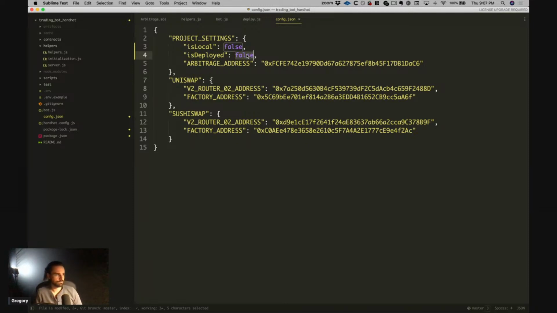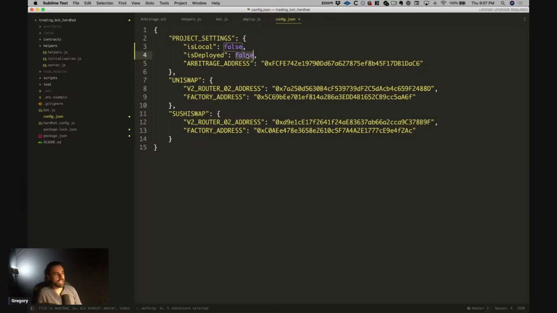Basically, is local false means that the bot is looking for mainnet transactions. Is deployed false means that the bot is not going to call the smart contracts. It's simply going to monitor transactions.